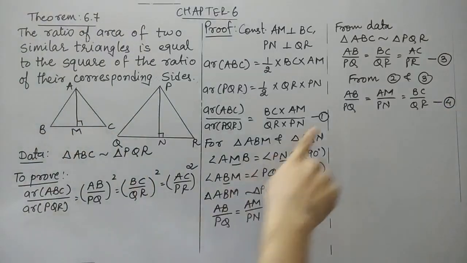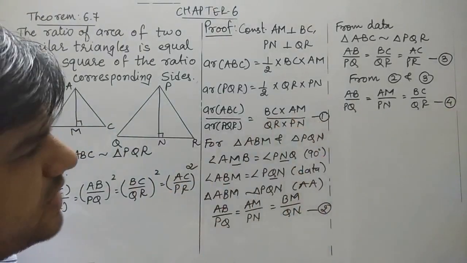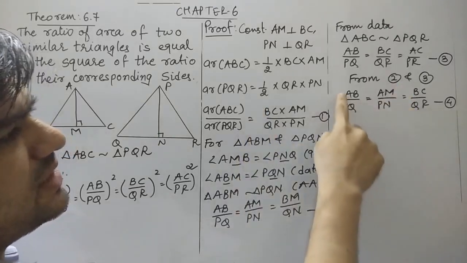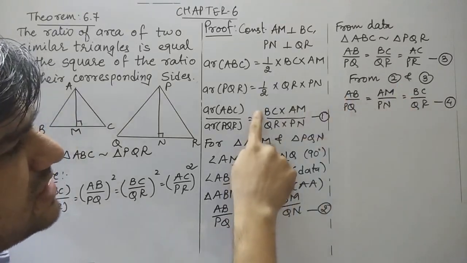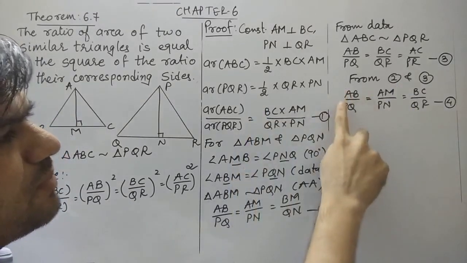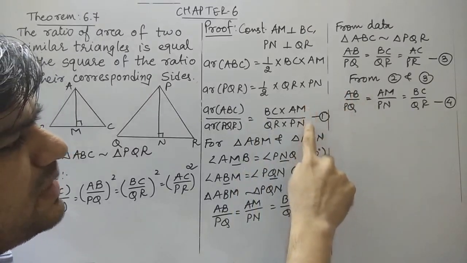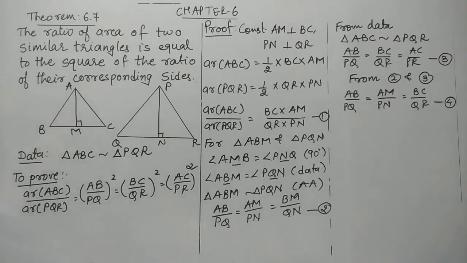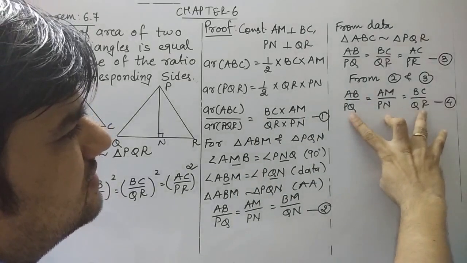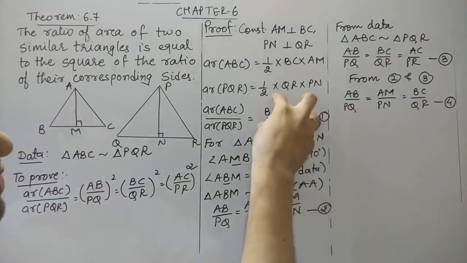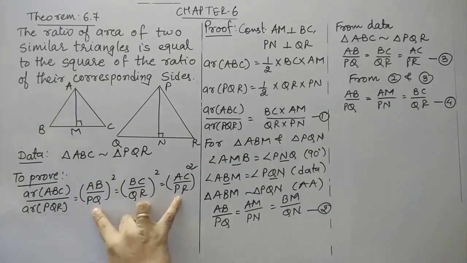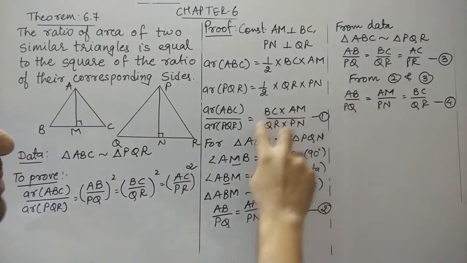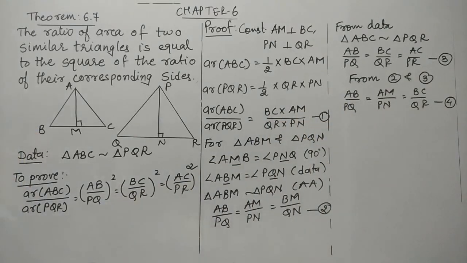Now let's come to the first equation. In the first equation you can see that BC upon QR can be written as AB upon PQ. The same way, AM upon PN can also be written as AB upon PQ. I hope you understand why I compared these three. Because in the first equation we required these ratios. So if both equal AB upon PQ, I will write both as AB upon PQ, and I'll get the first correspondence. Okay.